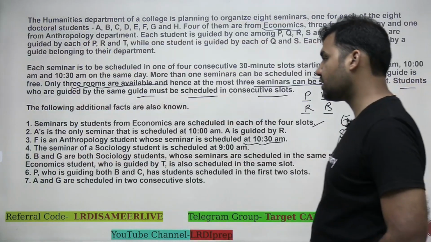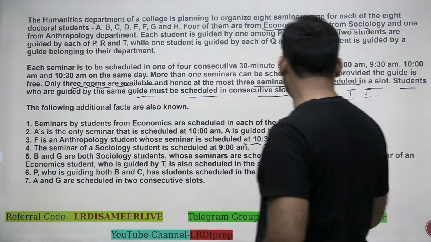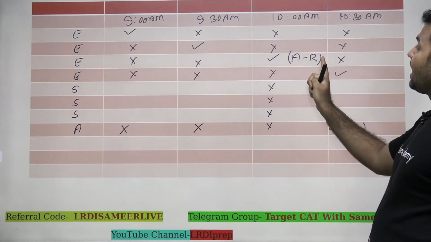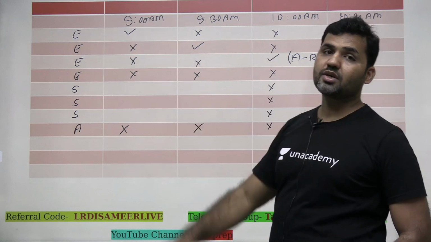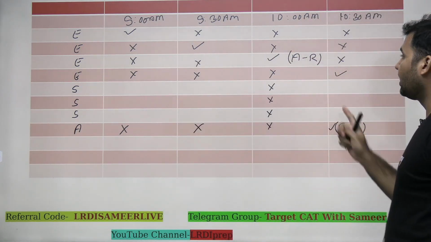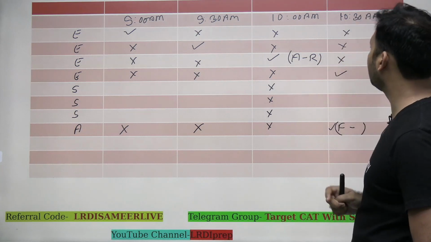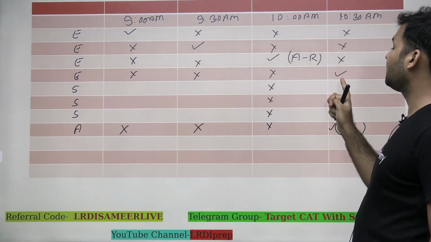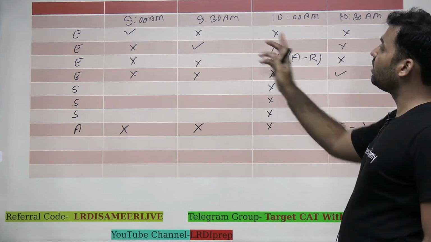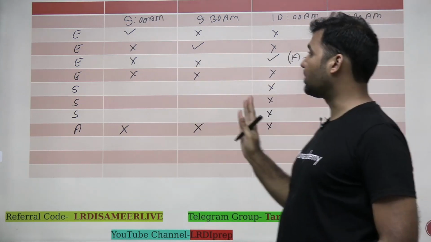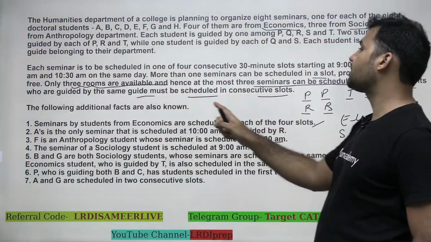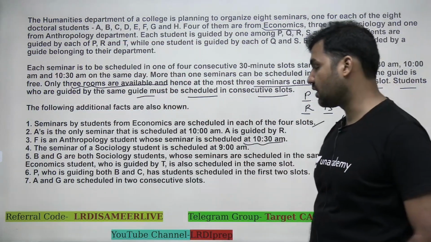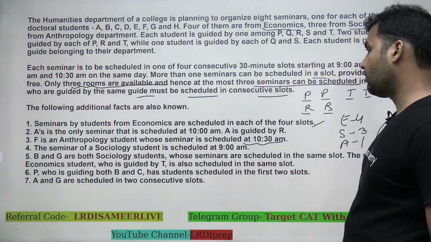Let's use the further information. Now, because we know that R is conducting 2 seminars, and because R is guiding A and A is an economics student, can I say R cannot guide F? R is an economics teacher. Both of the seminars conducted by R have to be in consecutive slots. So R will come over here or R will come over here. R cannot come in this particular slot, right? Why? Because of this information that the students who are guided by the same guide must be scheduled in a consecutive slot.